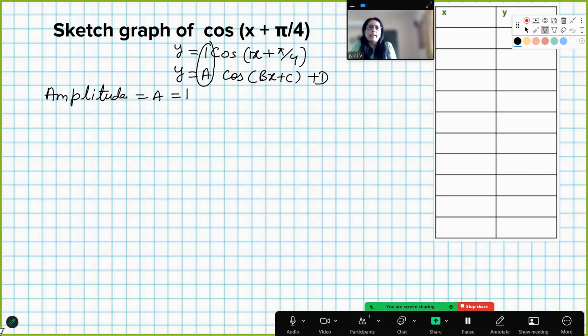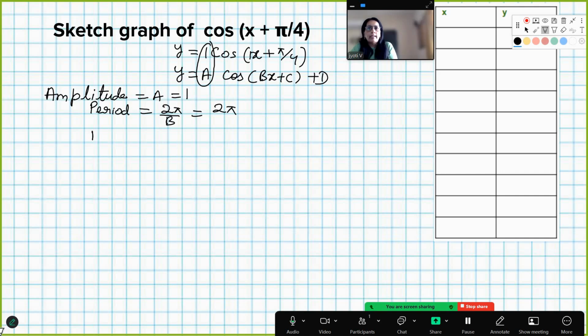And b is the x coefficient. That is helpful to find the period of the graph. So the period of the graph is what? 2 pi divided by b, and b is 1 here. So the period is 2 pi. That means one cycle of the graph is completed from 1 on the y-axis until 2 pi. So the cos graph will go like that.